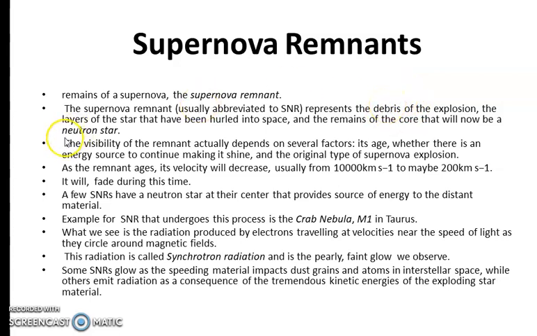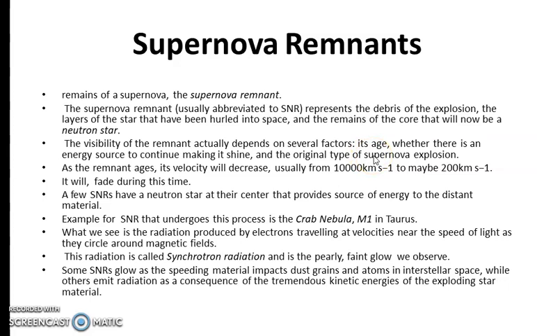That means the layers of the star that have been ejected into space and the remains of the core. The core is now a neutron star. The remains of the supernova explosion is generally called a supernova remnant. The visibility of the remnant depends on many factors: the age of the remnant, whether there is an energy source to continue to make it shine, and the original type of supernova explosion.